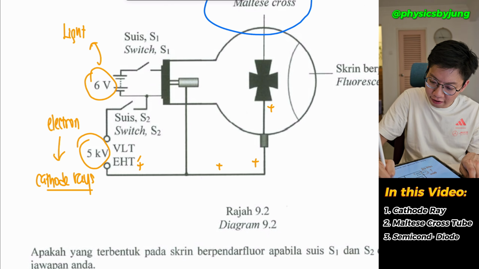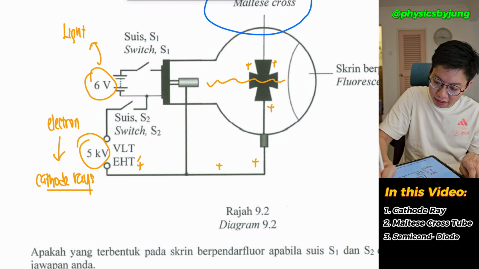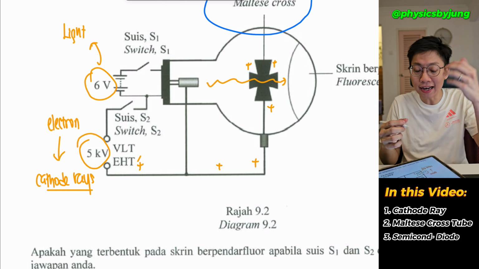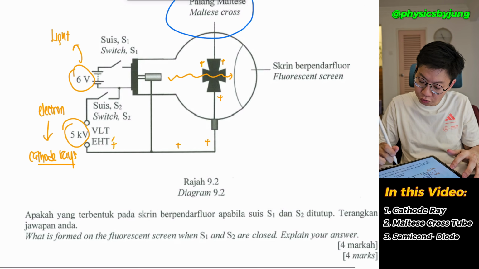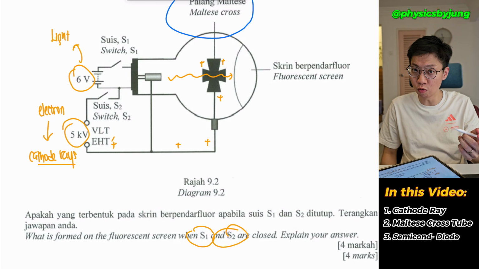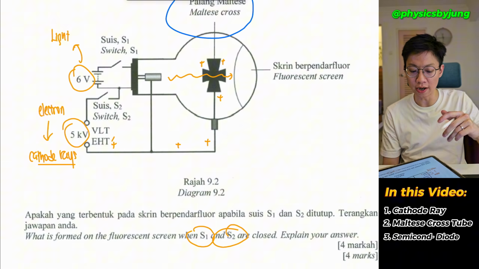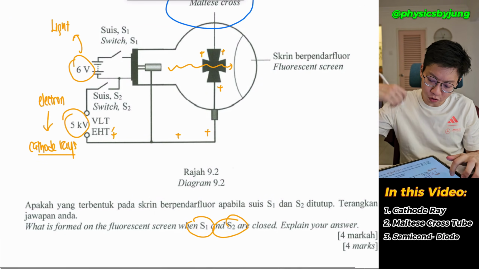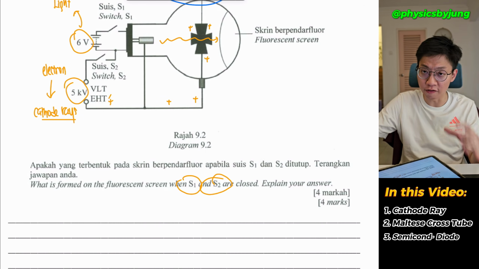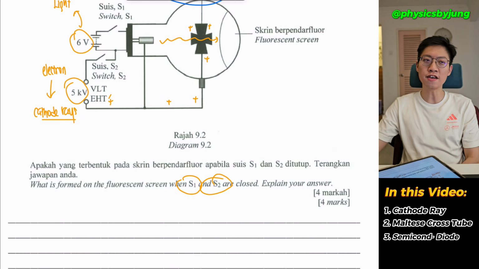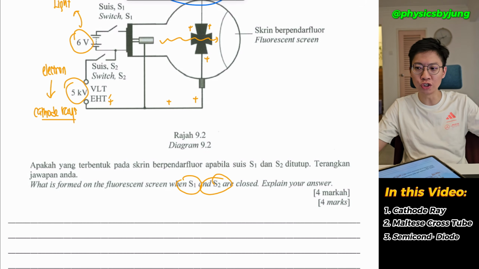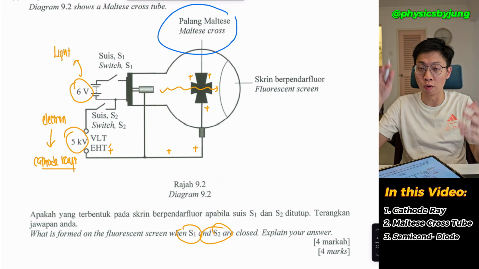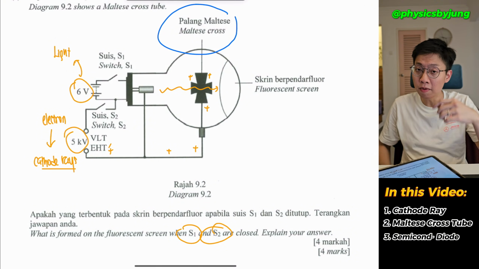So you need this EHT, the high voltage, to accelerate the electron, okay? So if you have 6 volt only, you only get light. If you have switch S1 and S2 are closed, then what will you have? You will have both the light and the cathode ray. Okay, so what will we observe on the fluorescent screen? Okay, number one, if you take light and you shine on an object, so this is an object that will block light, so you will form a shadow.